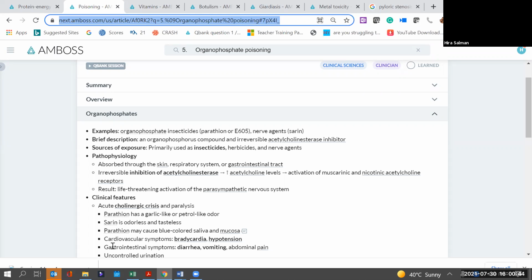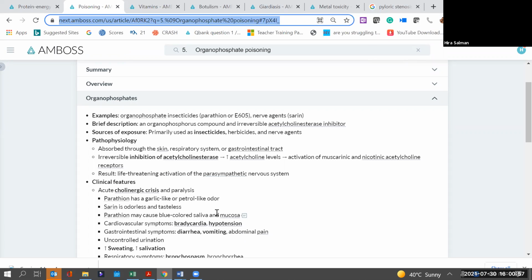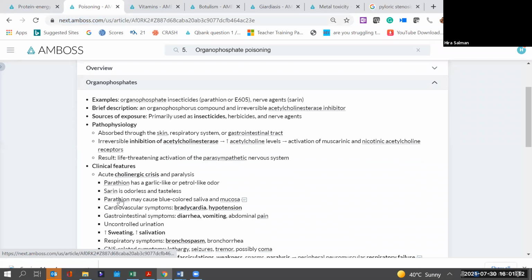Because of the too much acetylcholine, we will see cholinergic crisis in the body, and that crisis can bring paralysis, because acetylcholine controls all motor activity. The patient can suddenly become paralyzed because of the heavy acetylcholine levels in the body. Then parathion has a garlic-like or petrol-like odor. This parathion, let me show you this one.